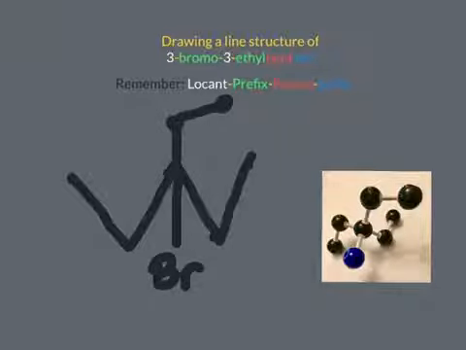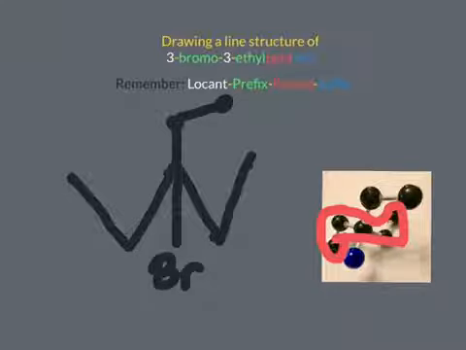Remember that model we built? This is where it becomes useful reference. Take a look at your model and you'll see virtually the same thing that we've drawn in line structure. We're going to go ahead and box off our parent chain. 1, 2, 3, 4, 5, and we will see our substituents are both off of carbon number 3. And there you have your line structure for 3-bromo, 3-ethylpentane.